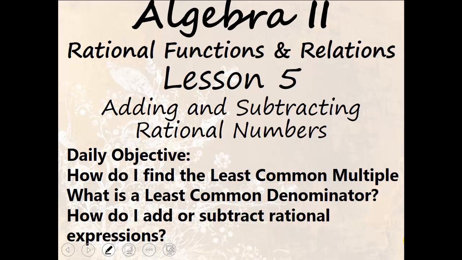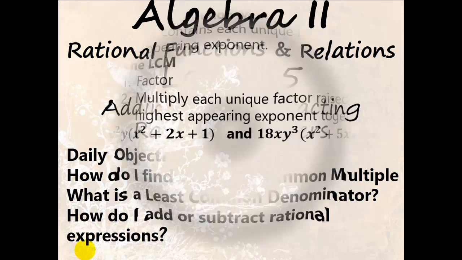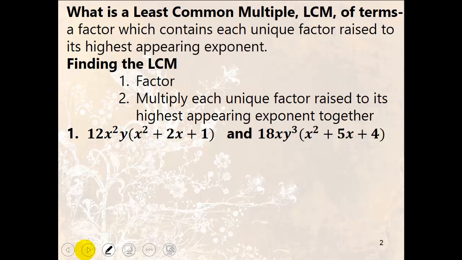So remember, rational numbers are fractions, right? So we're going to be adding and subtracting fractions. These fractions are going to have variable expressions with them. So we have to learn how to find the least common multiple of a variable expression. How does that translate into the least common denominator? And then we're going to work on adding and subtracting those rational expressions. So let's get started with the least common multiple.